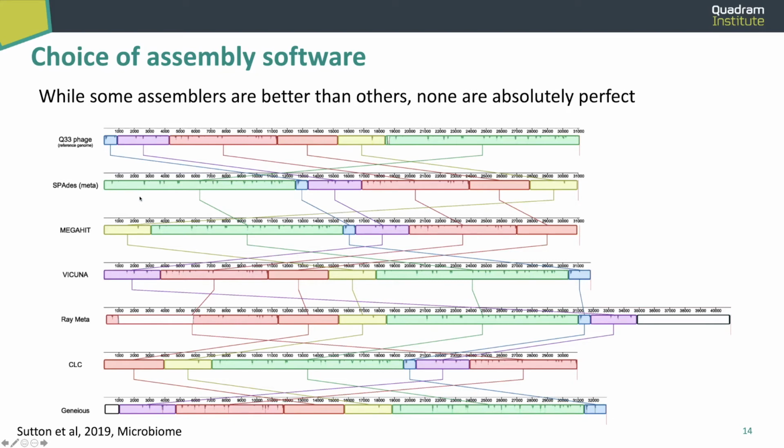I want to use this to show that there are assemblers that are better than others, but none are absolutely perfect. So always do some sort of manual verification of your assembly. That being said, the assembler that we will use today is actually not on this list because it's relatively new.